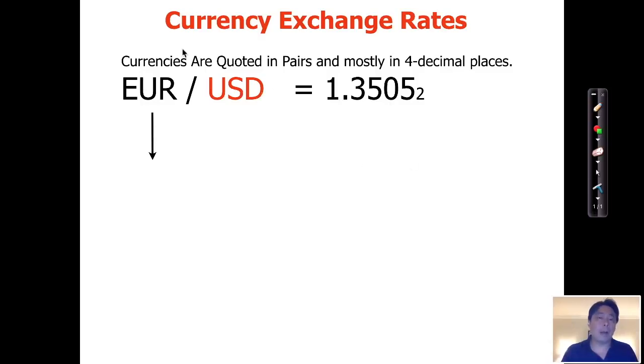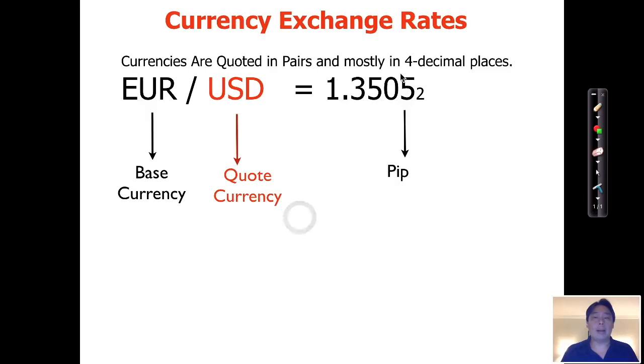Okay, so when you see a currency pair, the first one is known as the base currency. So Euro is the base currency. USD is known as the quote currency. All right. And like I said, the 4th decimal place is known as the pip. And the pip is the smallest change in the currency pair that we are concerned about. Okay. So in this case, it is 3505. Now, usually when we read it, we don't go 1.3505. We just say 3505.